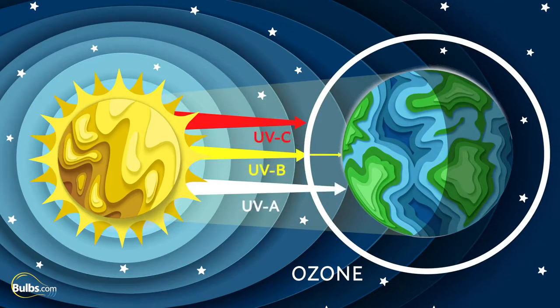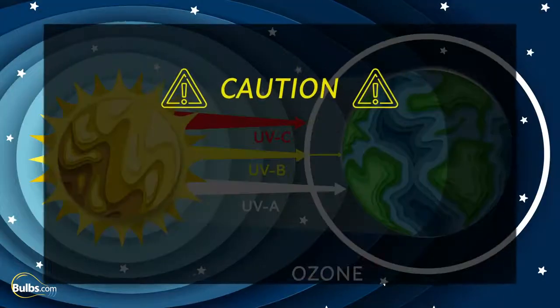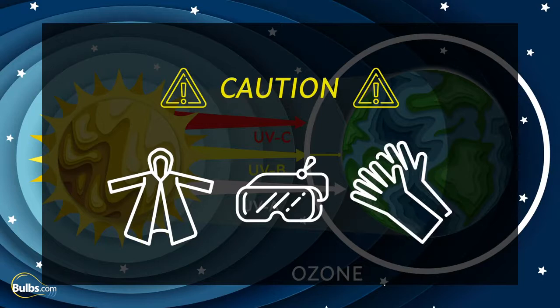It's important to remember that without the ozone layer to protect us, artificial UV light can be harmful to living things and should be used in unoccupied spaces, or special protective gear should be worn to avoid the damaging effects to skin and eyes.